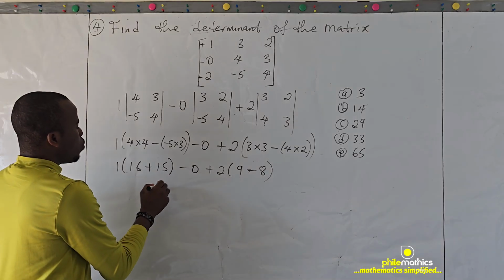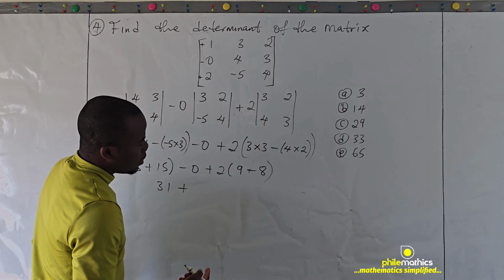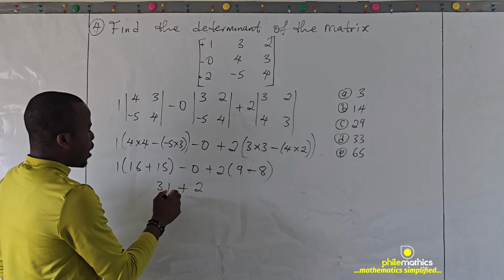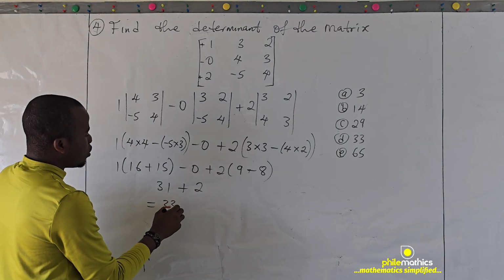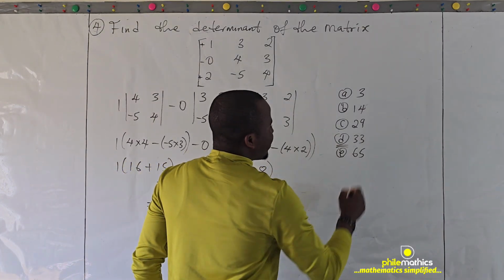Times 1 is 31. Plus 9 minus 8 is 1, times 2 is 2. And so this is 33. So the determinant of this 3 by 3 matrix is 33, and that's D.